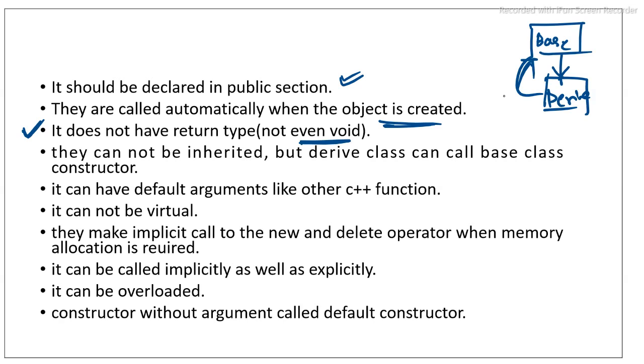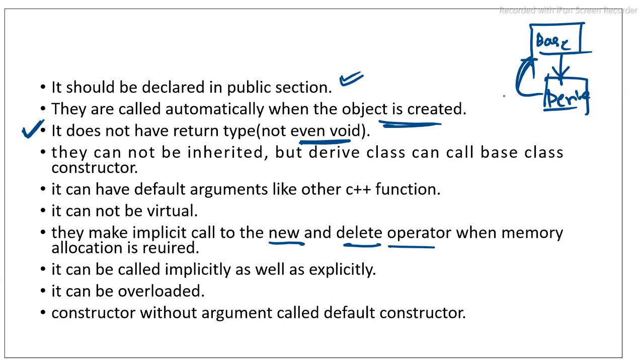And a constructor cannot be virtual. What a virtual constructor is, we will learn in the subsequent video lectures. Another point is that they make implicit calls to the new and delete operators when memory allocation is required. We know that new and delete are the two dynamic memory management operators in C++.